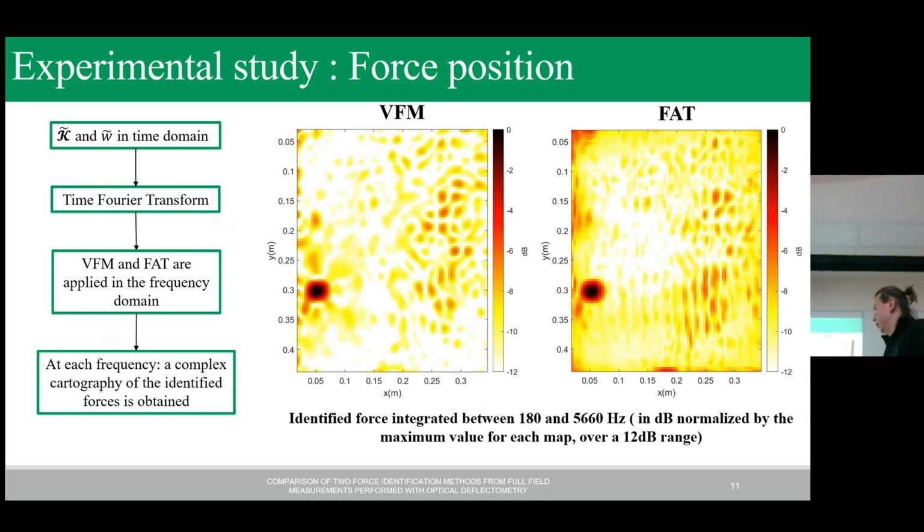So here are the results that we get with VFM and FAT. On the left figures, you get the force identified with VFM. We can see that the black point corresponds to the location where the force was applied. It is well located, as well with FAT. So both methods allow us to locate the force.